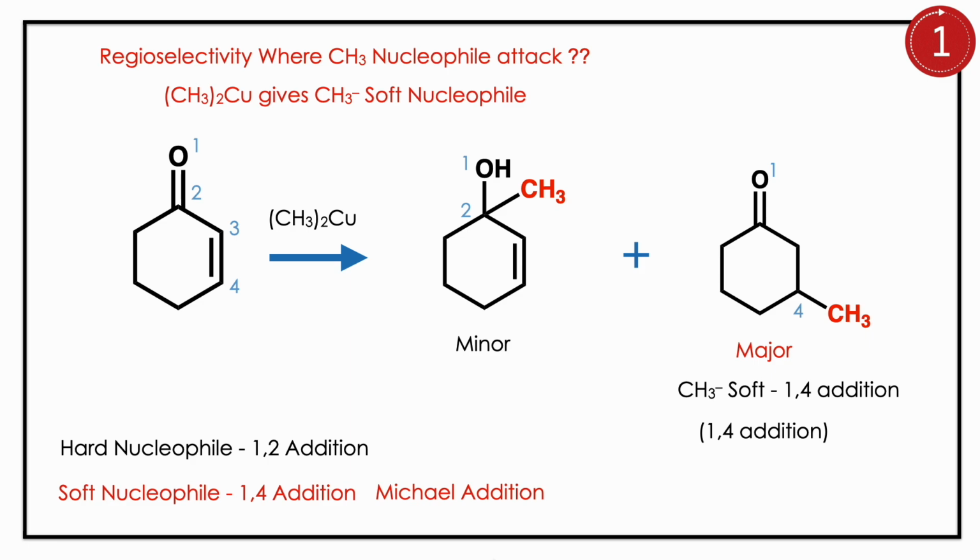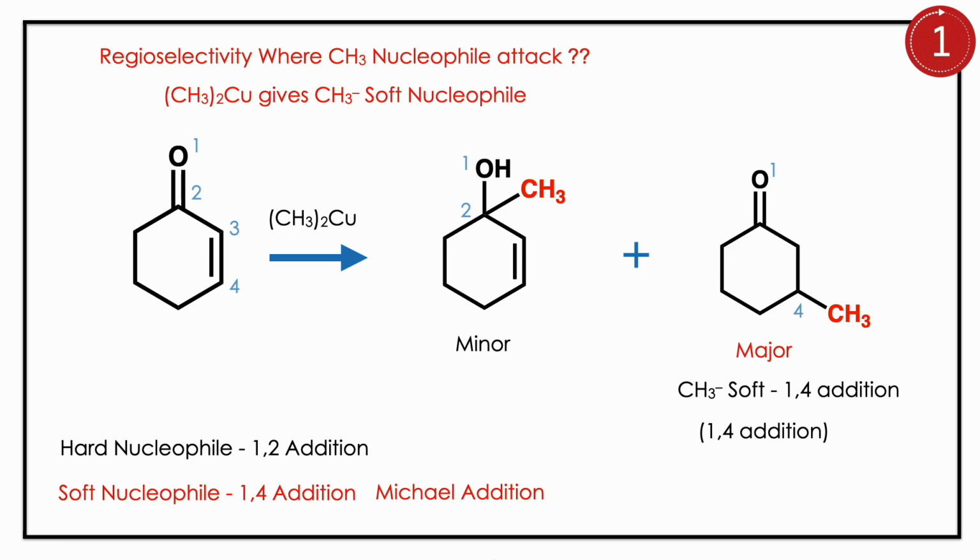Here copper nucleophiles are soft because of bigger size and the possibility of charge spreading. So the CH3 nucleophile is soft in nature. Hard nucleophiles undergo 1,2 addition. Soft nucleophiles undergo 1,4 addition. Here the nucleophile is soft, so it attacks the fourth position and the bond migrates. You have 1,4 addition here. So the regioselectivity is promoted by the softness of the nucleophile.